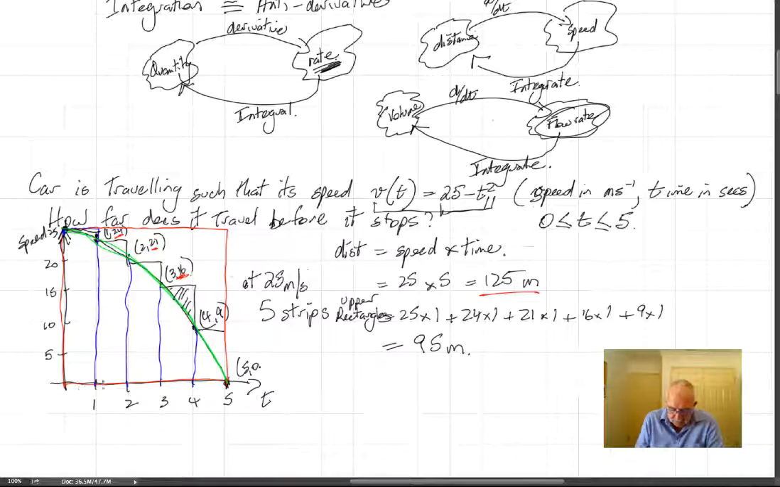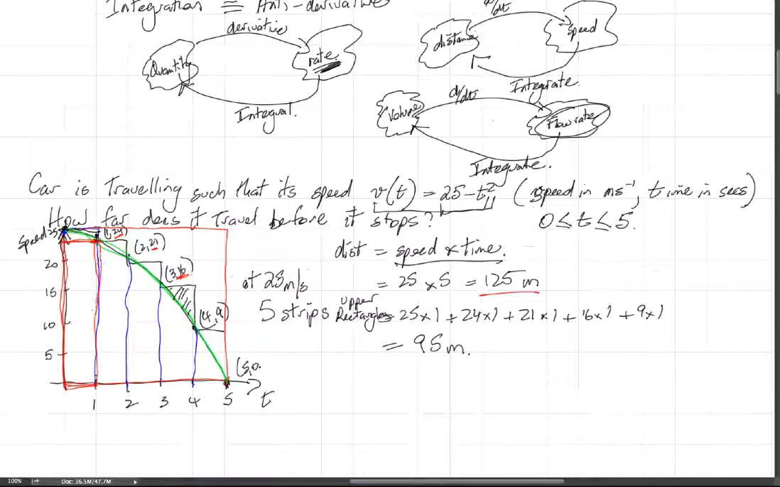So we've just used time, 1 second, times speed. We still use speed multiplied by time, but we've gone for the speed at the very start of each second. What we could equally do is do the speed at the end of each. So we'll do this rectangle here, find the area of that. So that's my time, 1 second, and this is the speed, 24. So using lower rectangles, and this is using 5 strips.